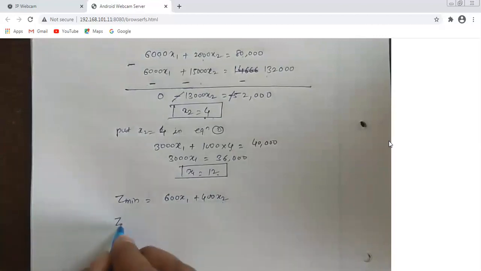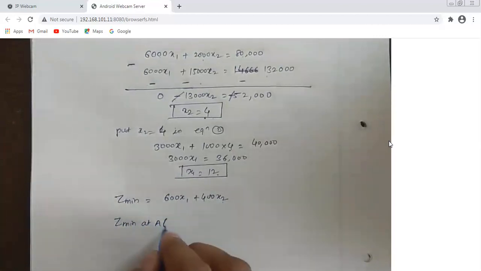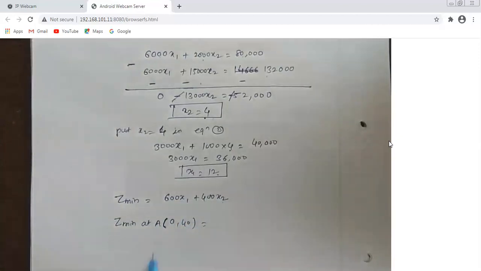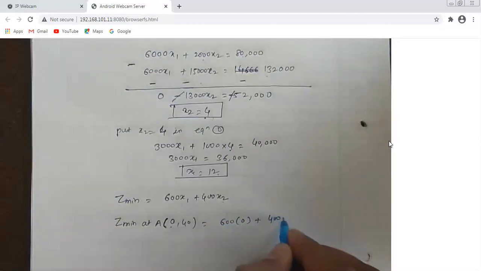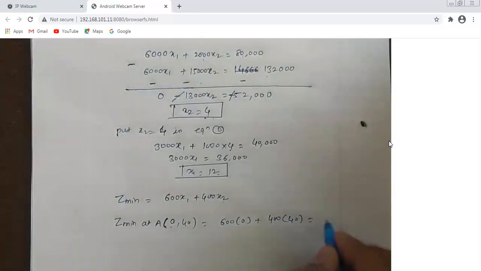So first of all, I will calculate z minimum at location A, where the coordinates are 0, 40. Now this 0 shows the value of x1 and this 40 shows the value of x2. So simply put in this equation, 600 into 0 plus 400 into 40. How much will it become? That is 16,000.